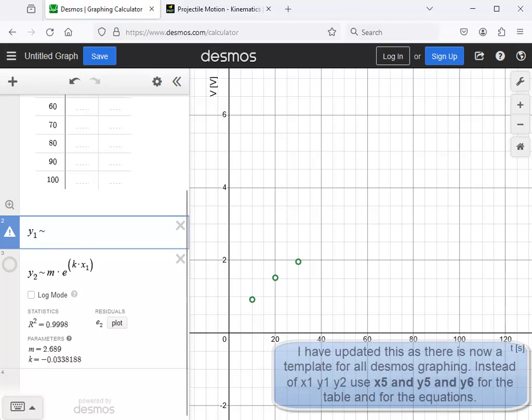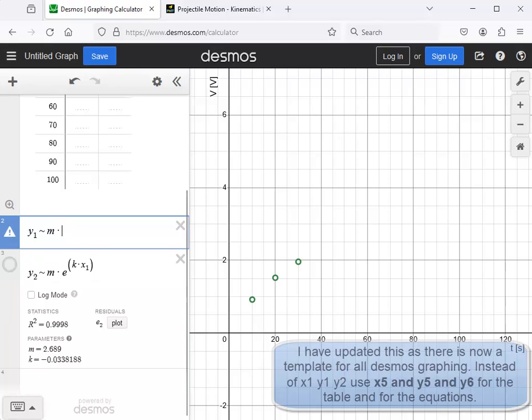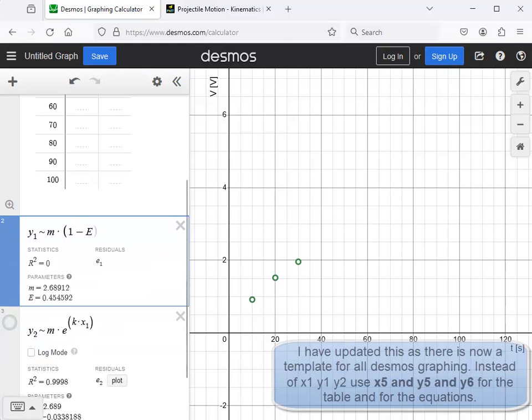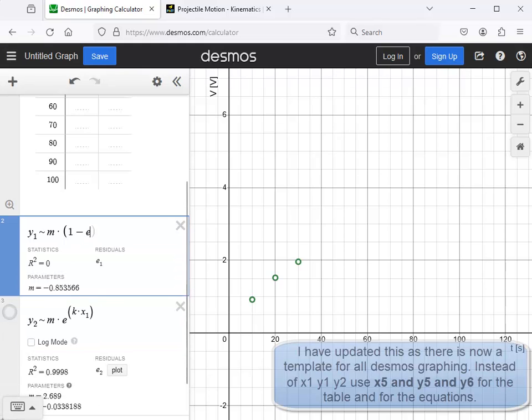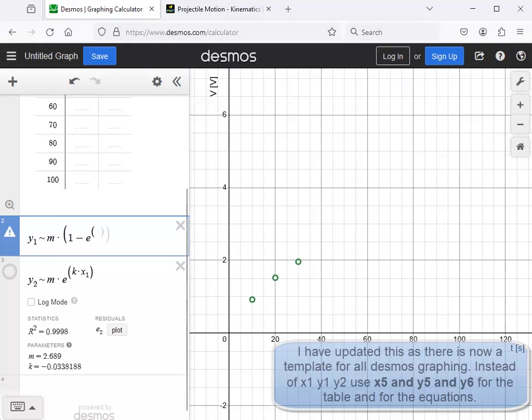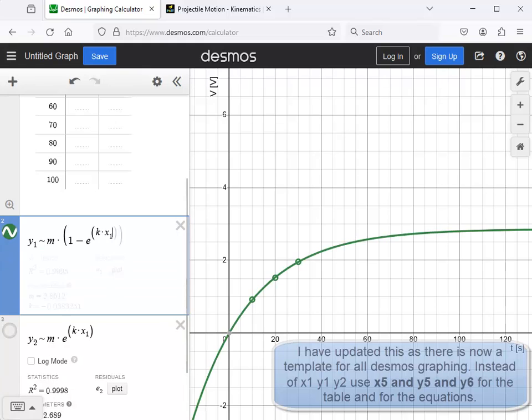And give me just a moment. I have to figure it out myself. Okay, I'm going to start out with m times. Now I'm going to start a parentheses. And next, I'm going to have 1 minus e to the power. Oops, not a capital E, lowercase e. E to the power, and again, I'm going to do the same thing here. K, parentheses, k times x1, close that parentheses, go one over and close this big parentheses right there.